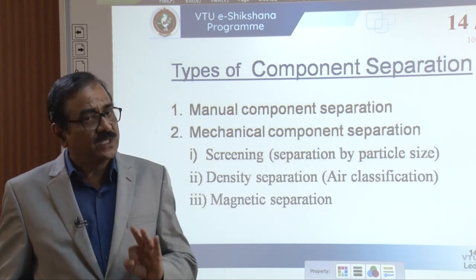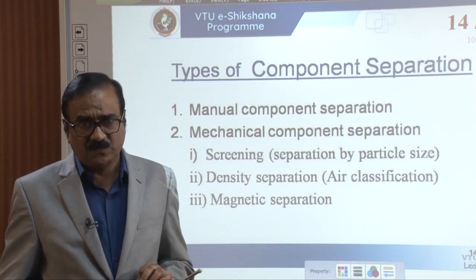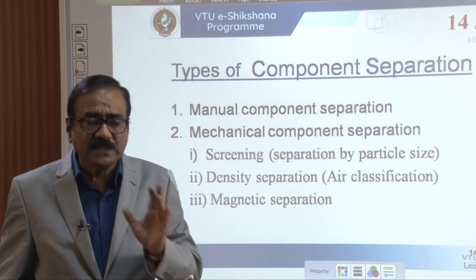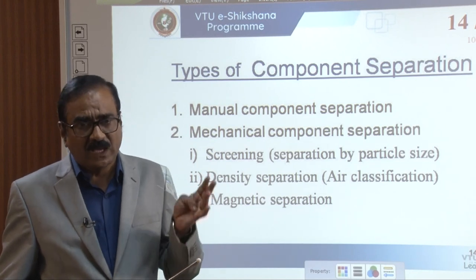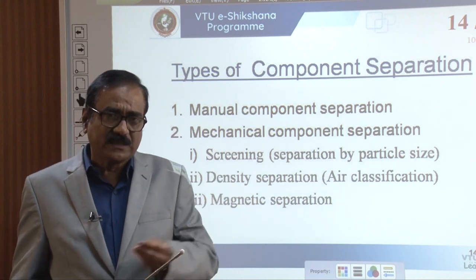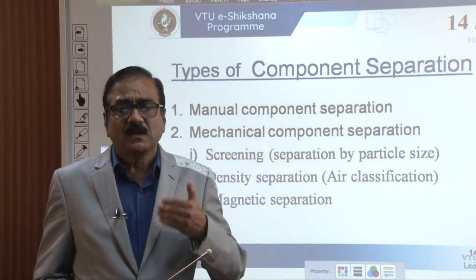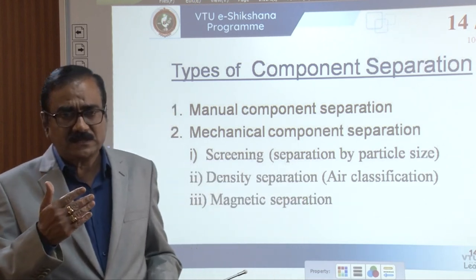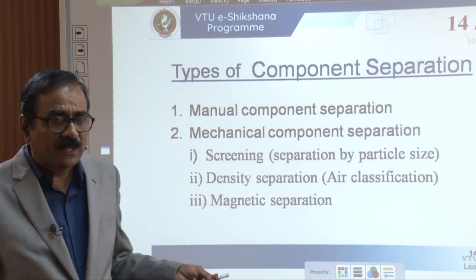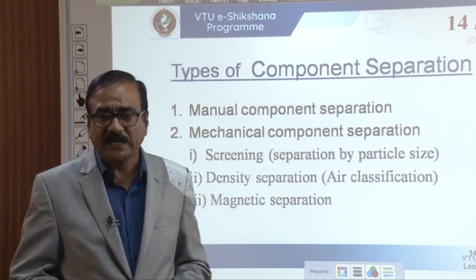Then we discussed the different processing techniques. There are three types: physical, chemical, and biological. I also told you about the chemical and biological techniques in brief, and we have started the discussion on the physical processing of solid waste in detail. There are two techniques here, manual and mechanical, which I will take up in the next class.